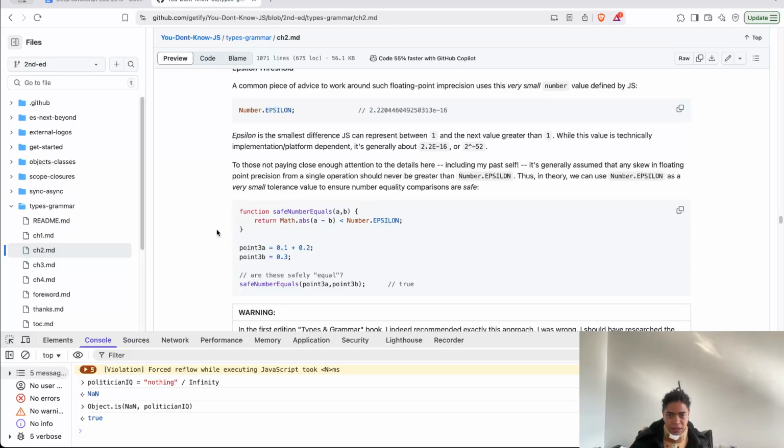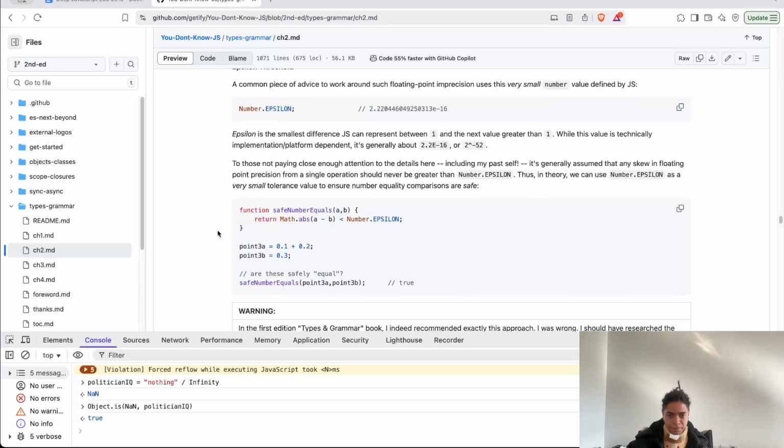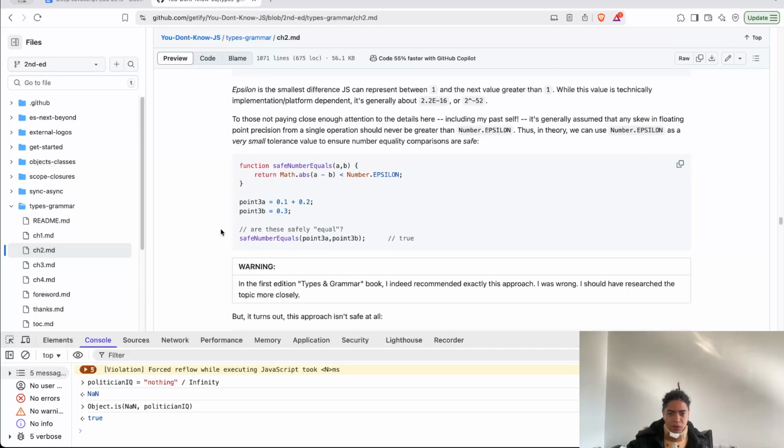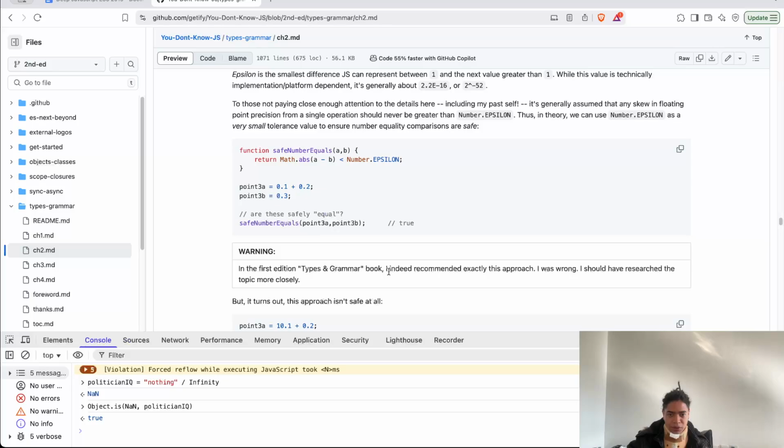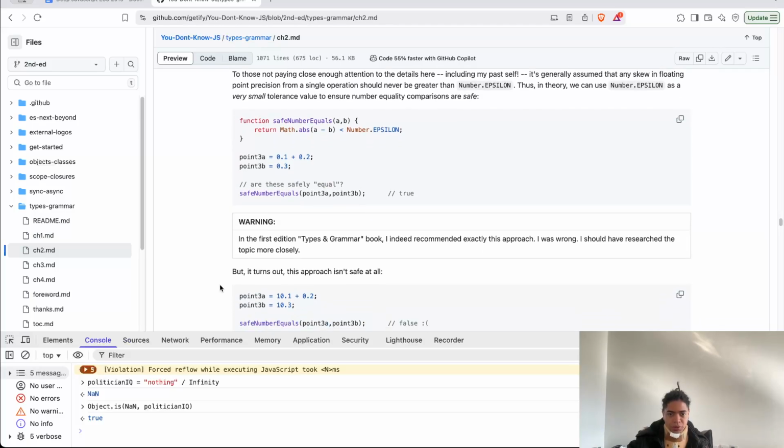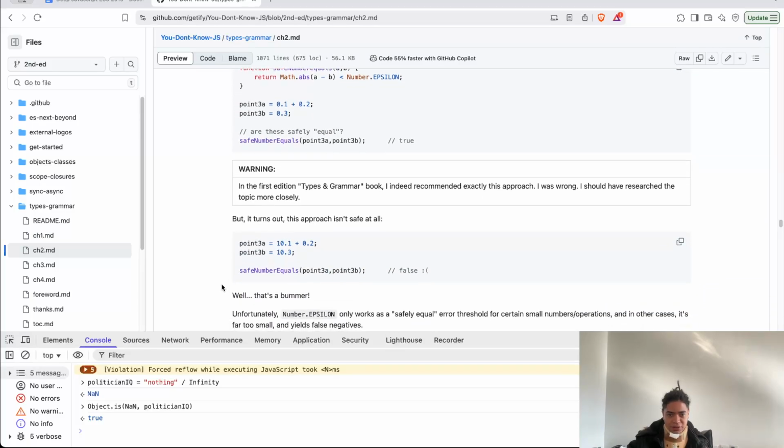Between 1 and the next value greater than 1. In this first edition book, indeed, I recommended exactly this approach. I was wrong. I should have researched the topic more closely. But it turns out this approach isn't safe at all.